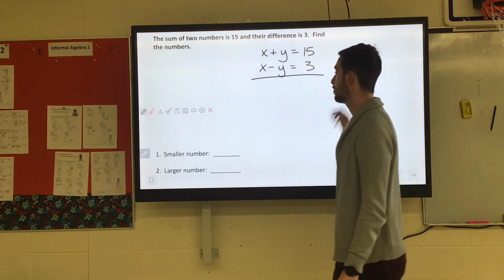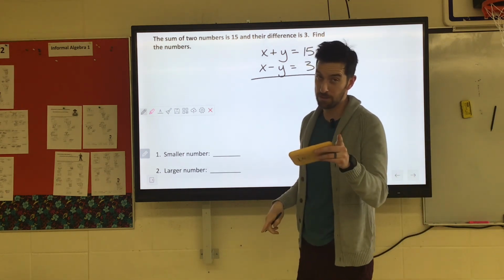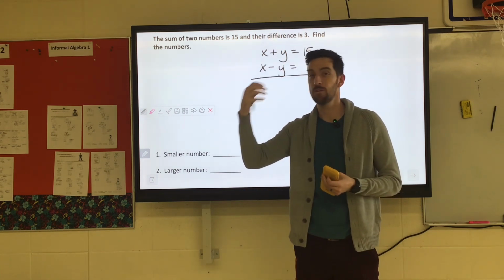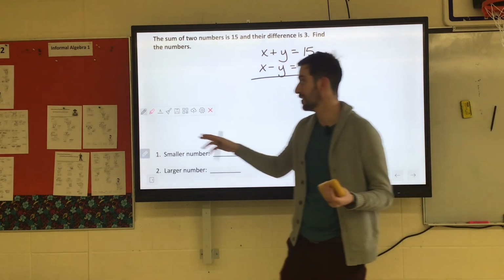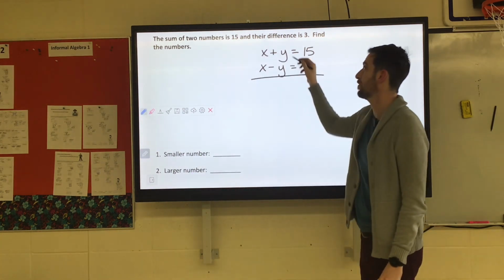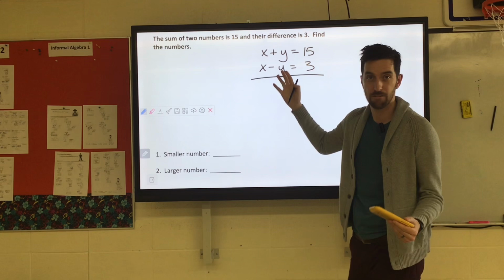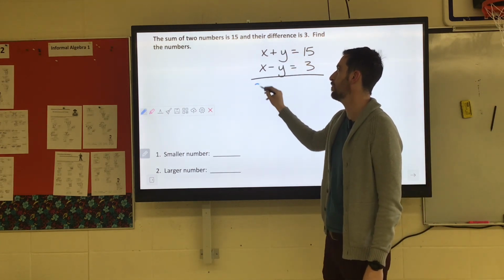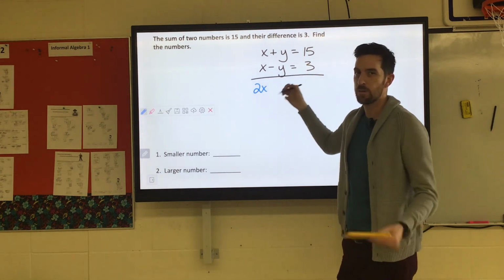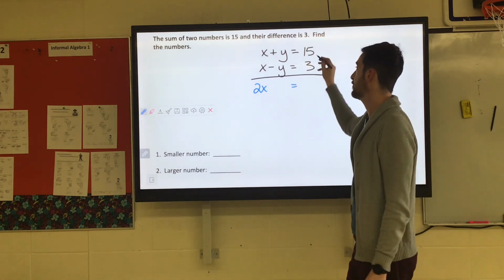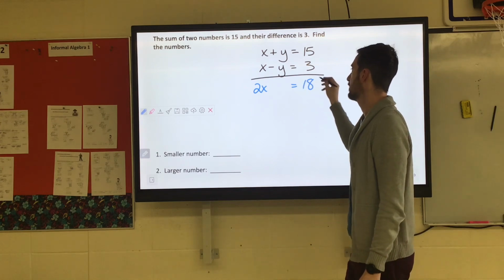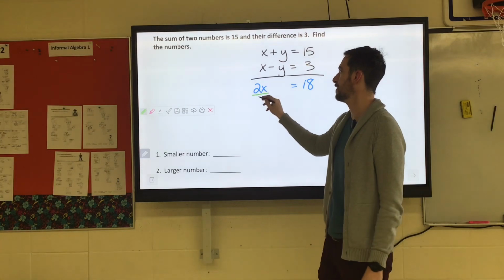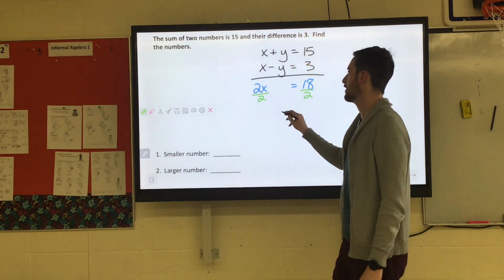Now, if you're a pro at elimination, which you probably are, remember you want your x's to line up or your y's to line up. You want one to be positive, one to be negative, because then you could go straight down with it. If you look here, we have the positive y and the negative y. Great, those will cancel out. So if we just add everything straight down, x plus x is 2x, y minus y is nothing, and then 15 plus 3 is 18. All we have left is 2x equals 18. How do you solve that? You divide by 2. And we get x equals 9.